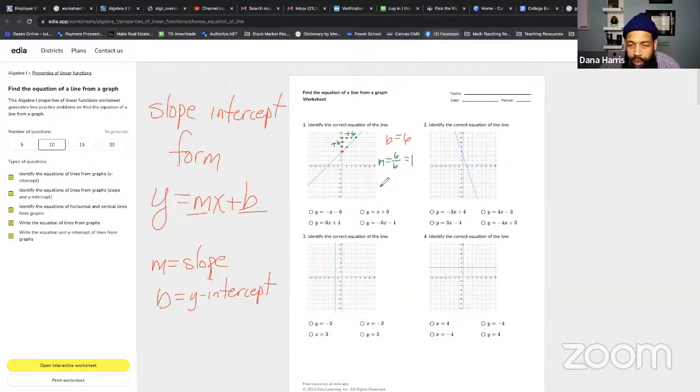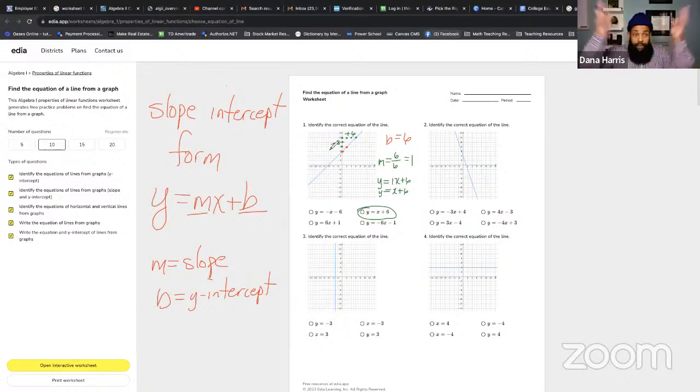I have my y-intercept is 6, so I can rewrite that as y equals 1x plus 6, or simply y equals x plus 6. And as you can see, that is this answer choice right there. So all you're going to do is locate where the y-intercept is, choose another point on that line, preferably a point where the two grid lines intersect.